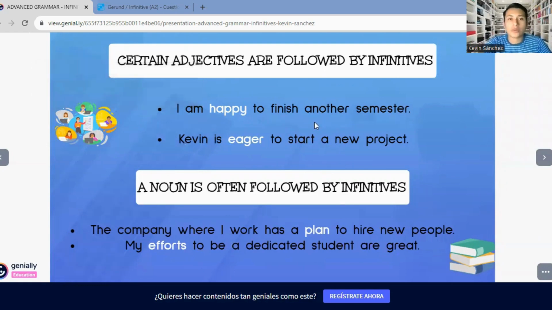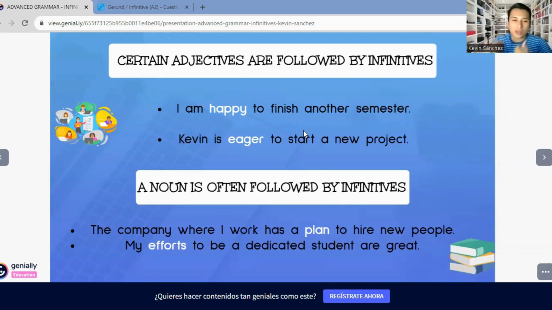So here I have, I'm happy to finish another semester. I am happy. As you can see here, I have the adjective happy. So after adjectives, I have to add an infinitive. I'm happy to finish. Kevin is eager to start a new project. Eager, that's an adjective. So after an adjective, I have to use an infinitive.